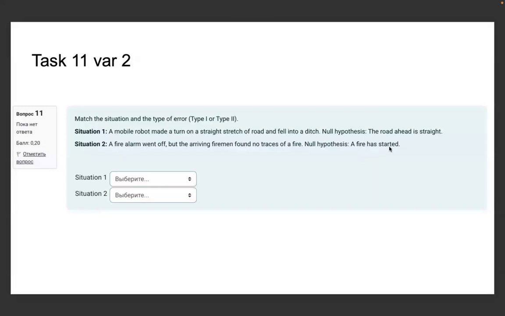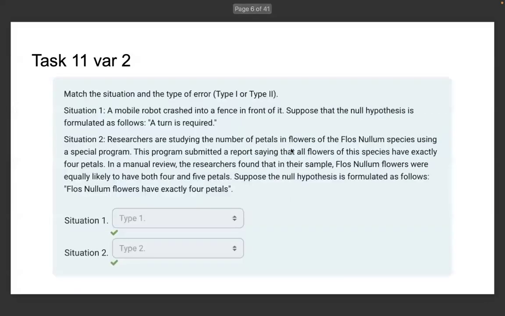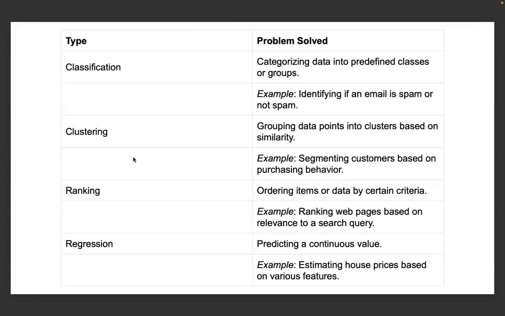The hypothesis is there is a fire has started. And the situation is a fire alarm went off, but the arriving firemen found no trace of a fire. So we thought that a fire had started, according to the hypothesis, but there was no fire. So in this situation, it is type 2. And it's correct. Let's move on.